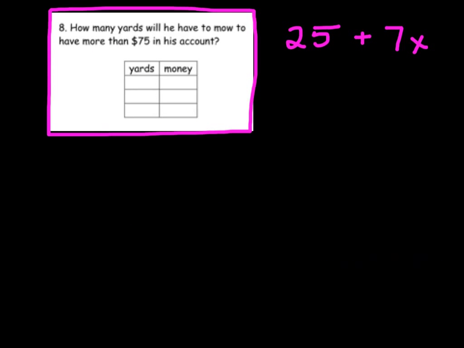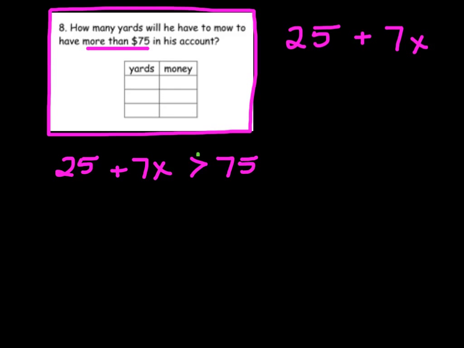All right, so for this one, it asks us how many yards will he have to mow in order to have more than $75 in his account. So again, we have this equation or this expression over here. This time I'm not given the yards, I'm given the amount of money. So I want to figure out the outcome to this. So the way I set this up is to again use my expression 25 plus 7x. And this time I want it to be more than 75. So that means greater than 75.